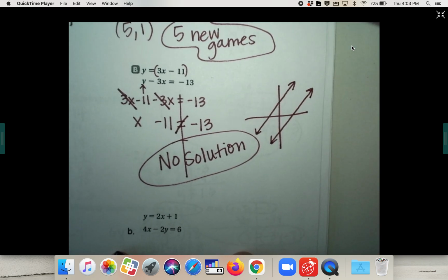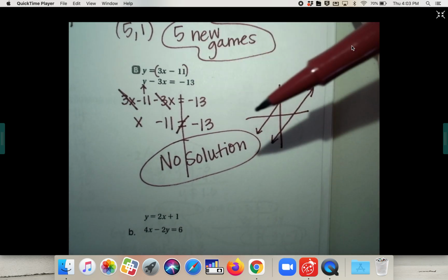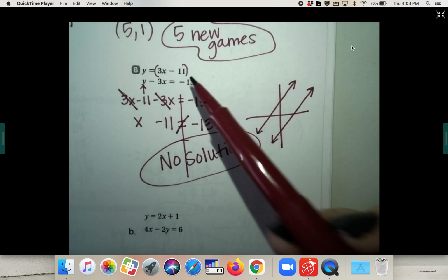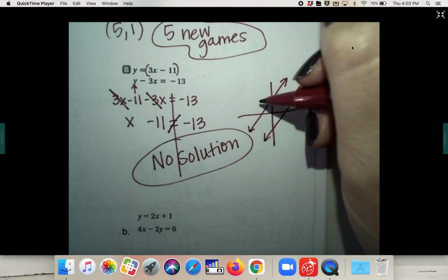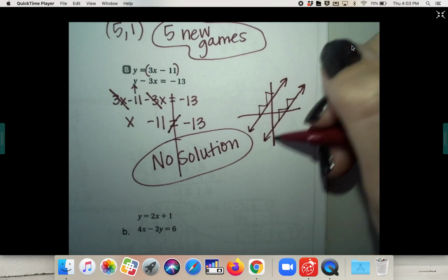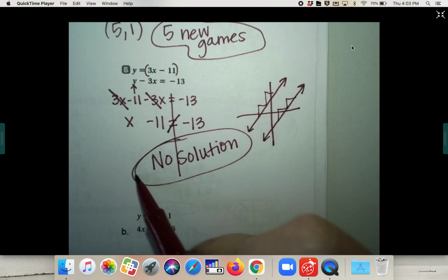And you might have already realized that because the slope was 3x in this one, and if I got y by itself by adding 3x over here, the slopes in both equations would be 3x. So up 3 over 1, up 3 over 1. These are parallel. They would never intersect, so they have no solution.